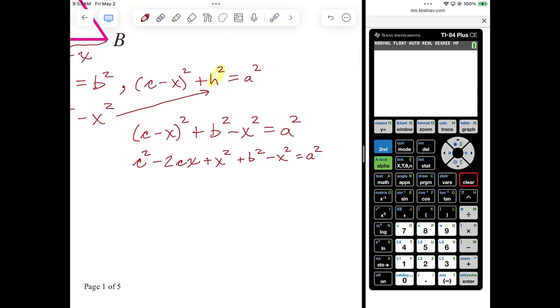Now, if you look closely, you'll notice something good happens in that line. What happens to my x squareds?